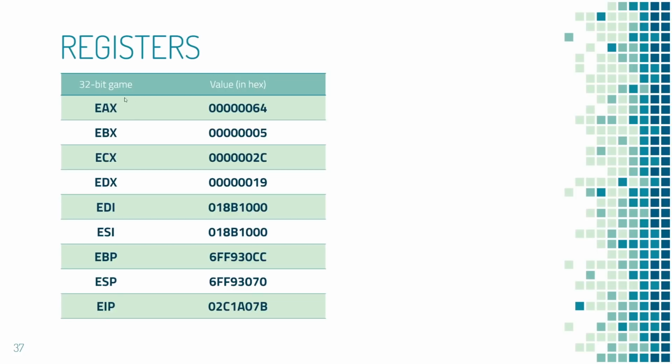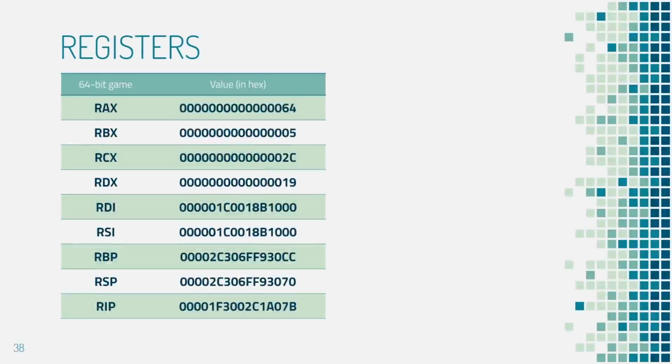The register EAX contains the value 64, which is 100 in decimal, right? That might be the player's health. And the register EBX contains the value 5, which might be the damage. We would then have some code that runs that subtracts 5 from the player's health before writing it back into RAM.